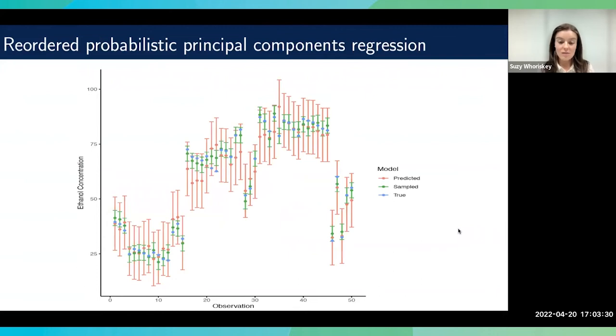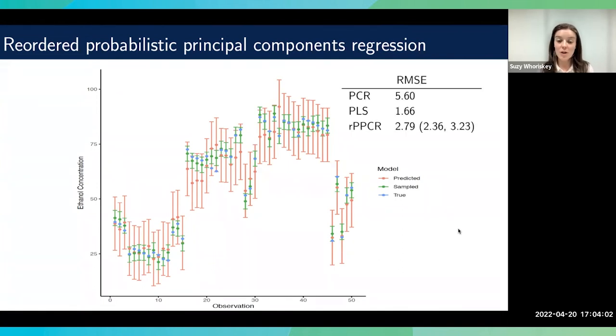And this leads to results as shown in the figure, where we have our true ethanol concentration in blue and the green intervals are our RP-PCR model comparing to the red intervals, which is traditional PCR. Traditional PCR has very large intervals, so even though the true observation is contained each time in the interval, it's actually quite uninformative, whereas our sampled intervals, okay, they sometimes don't contain the true value. However, they're much more concentrated and can give us more information, which would be more beneficial to the end user.